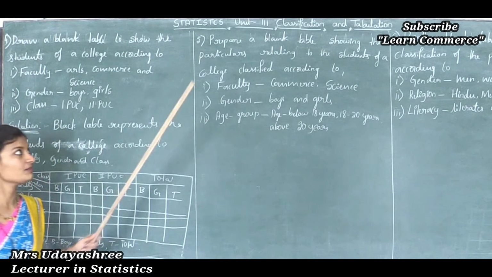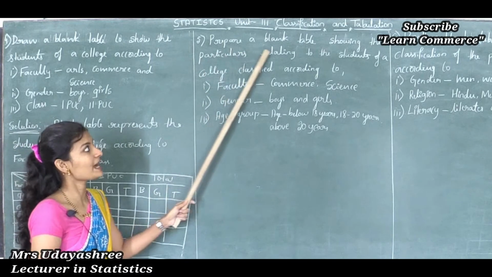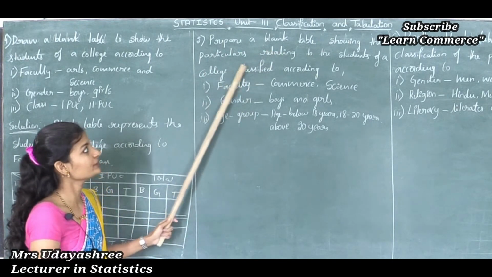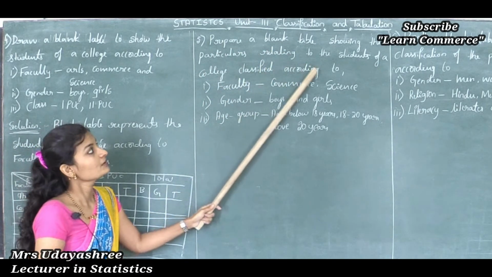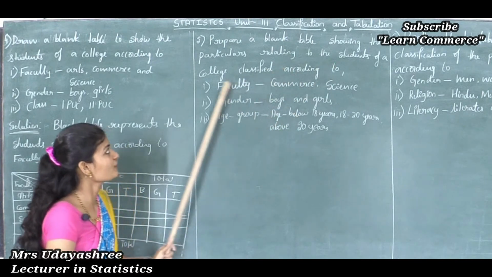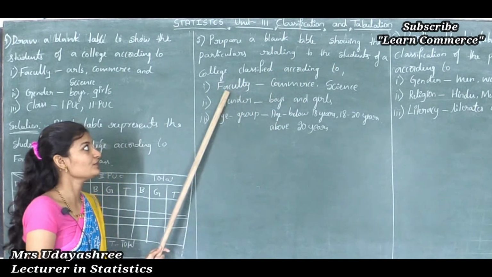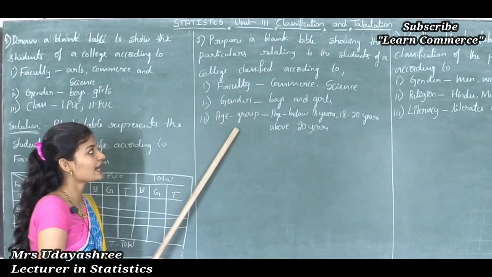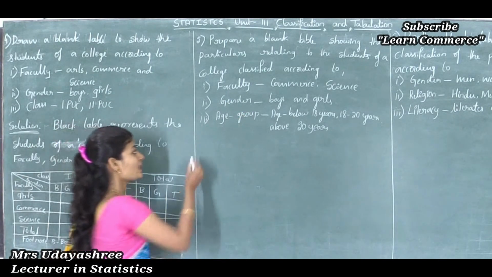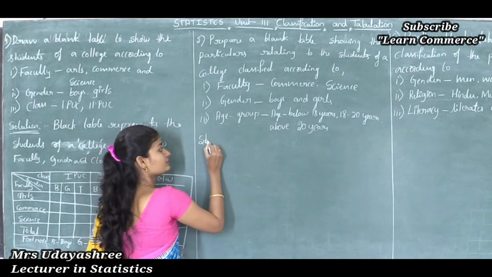Next, move to problem number 5, that is, prepare a blank table to show the particulars relating to the students of a college classified according to faculty, gender and age group. Okay, first let's see how to write the title.